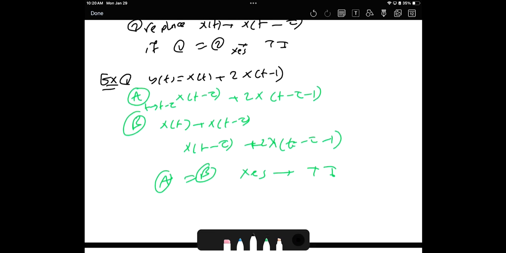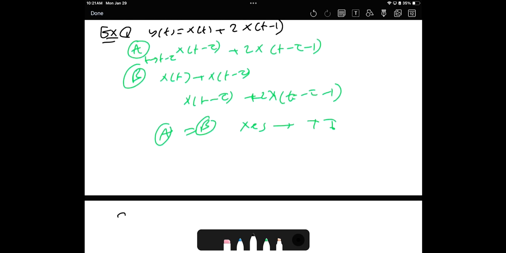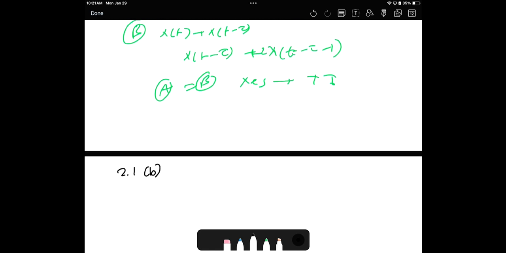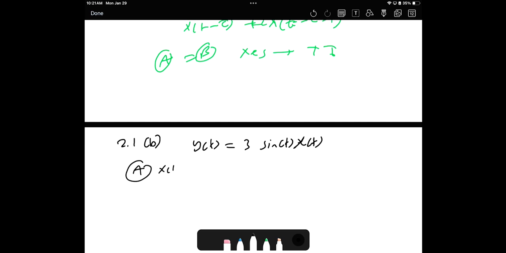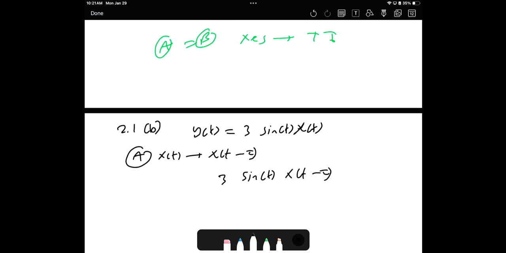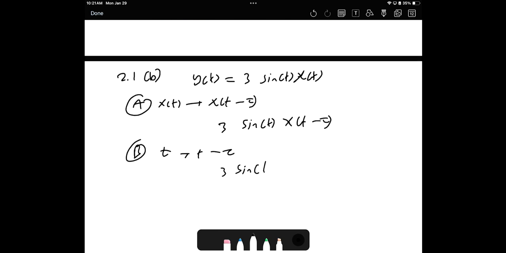Let me go over some textbook problems about checking time variance or time invariance. Problem 2.1b: y of t equals 3 sine t times x of t. We need to check whether it is time variant or invariant. Step A, replace x of t by x of t minus tau. This yields 3 sine of t, x of t minus tau. Now step B, replace every t by t minus tau. This yields 3 sine of t minus tau, x of t minus tau. You will see the difference: sine of t here, sine of t minus tau there. Therefore A does not equal B, so it is time variant. Okay?